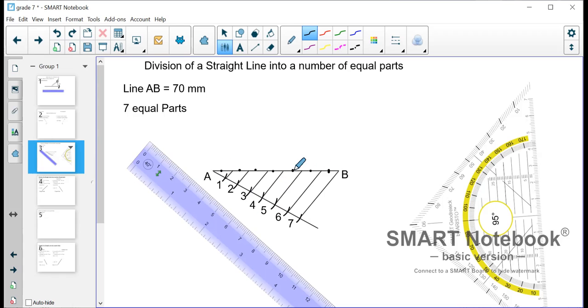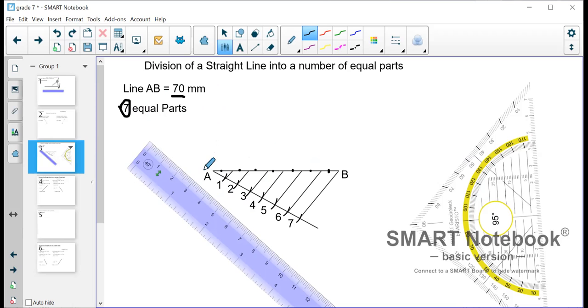Now we know that the AB line is 70 mm, and we divided that into 7 equal parts. So 70 divided by 7 is 10. So each one of these divisions is supposed to be 10 millimeters long. Each one of them, remember, they're supposed to be equal. So just ensure that yours is equal when you finish.